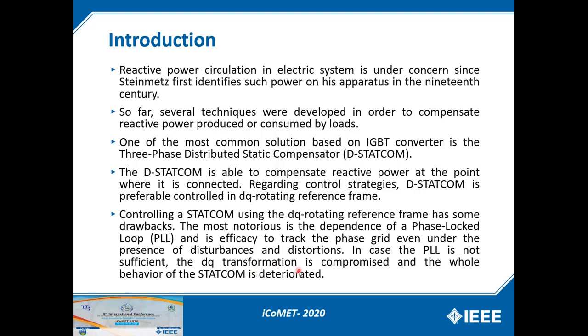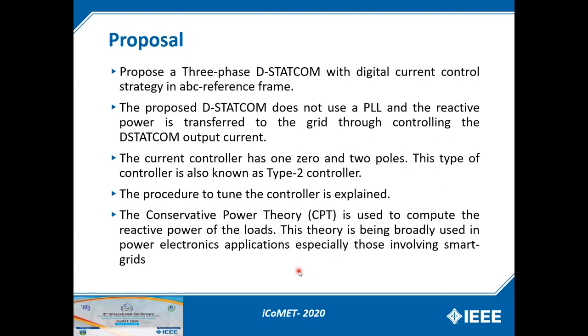And the proposal of this paper is to present a three-phase D-STATCOM with a digital current controller and its strategy all in the ABC reference frame. This makes no use of a PLL, so we are not using a PLL anymore, and the reactive power is transferred to the grid through controlling the D-STATCOM output current. And the current controller has 1, 0 and 2 poles, and this type of controller is also known as a type 2 controller. This is also a different approach from the conventional STATCOM.